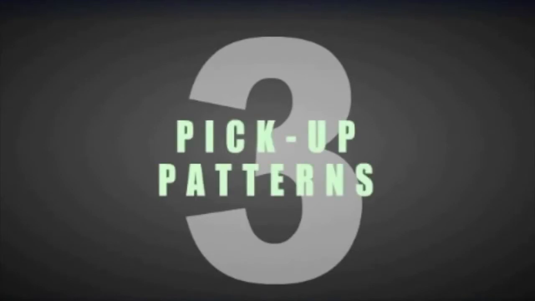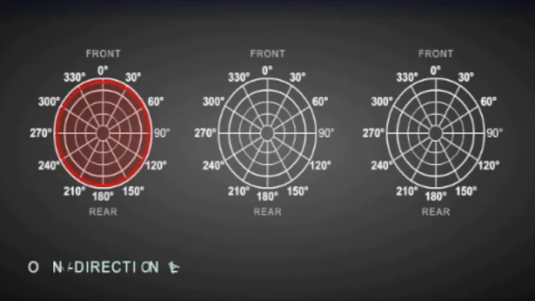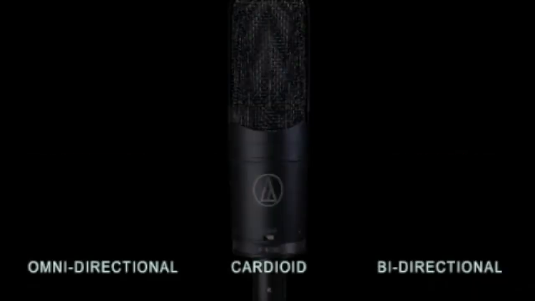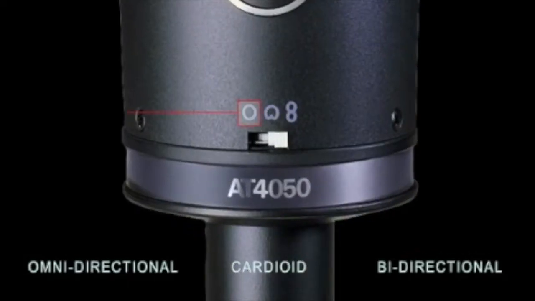There are three main pickup patterns: omnidirectional, cardioid, and bidirectional. Within each main type there are several variations. Typically, there is a symbol etched onto the microphone housing indicating its pickup pattern.